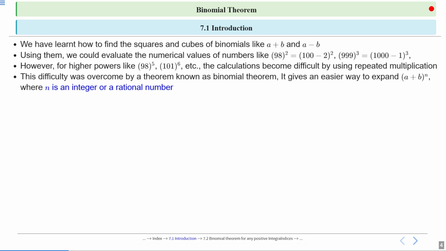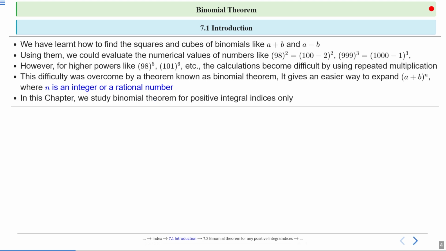It gives us an easier way to expand a plus b whole to the power n, where n is an integer or a rational number. So in this chapter we will focus on the binomial theorem for positive integral indices. This means we will be looking at the cases where n is a positive whole number. Okay, so let's see further.